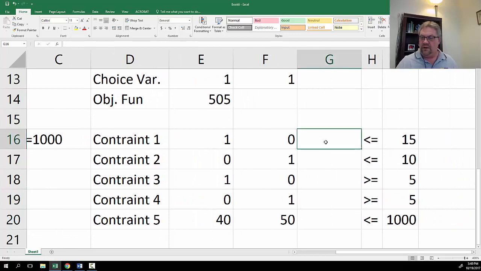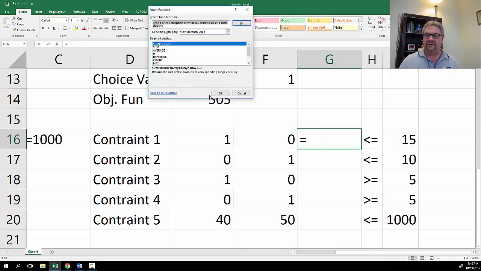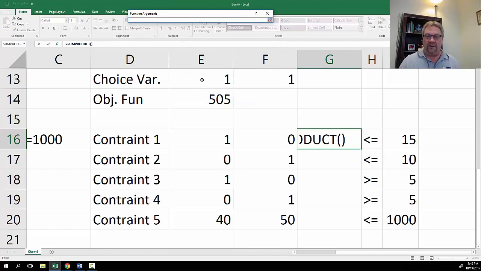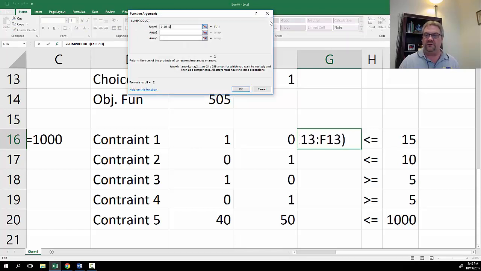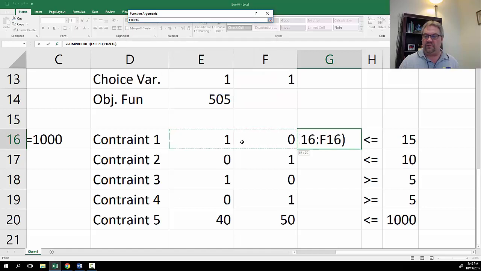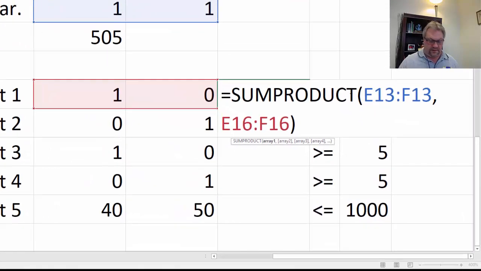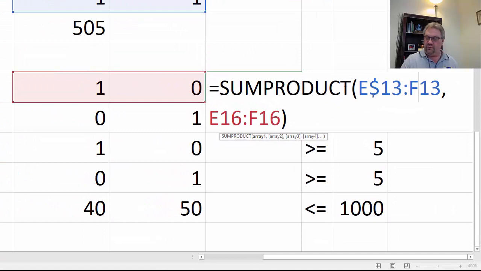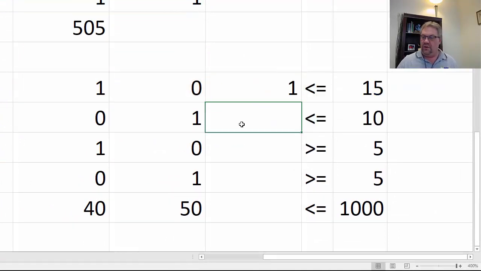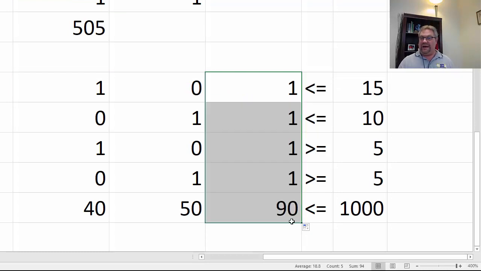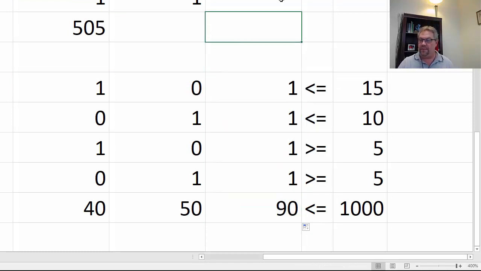Okay. And then, of course, I need to put in my constraints based on my choice variables. So I'll get that sum product function again. All right, array 1 are the choice variables. Array2 are the parameters. Hit OK. Anchor. Okay, copy down. Voila, you are ready to go.